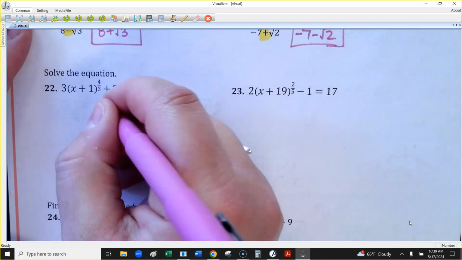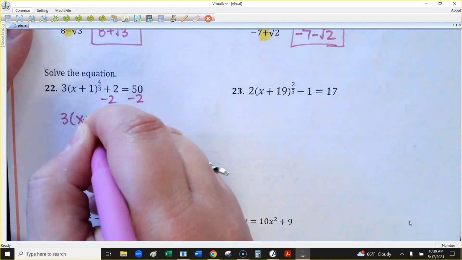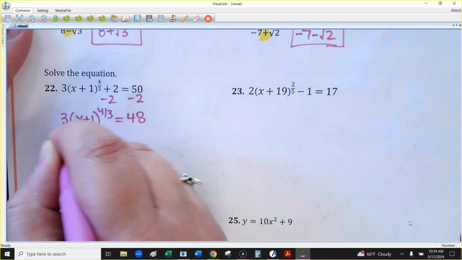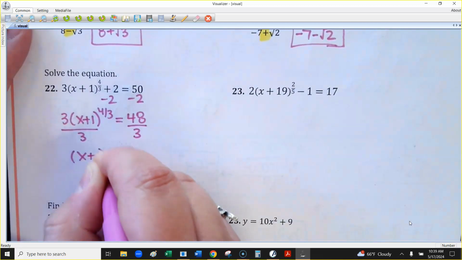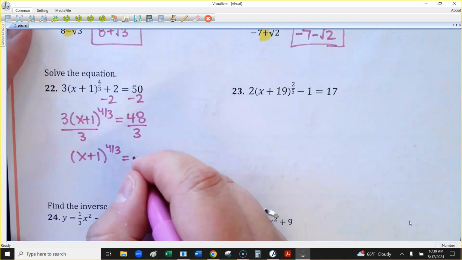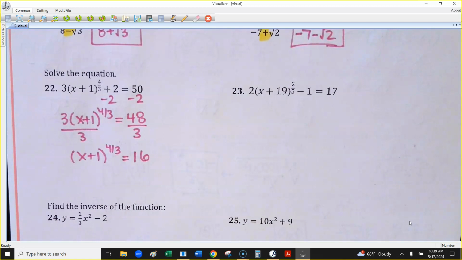So I'm just going to get rid of anything to the side. So let me move the 2. That would make this 48. And then I'm going to divide by 3. And you cannot add and subtract things out of this set of parentheses. So we're going to have to cancel it out. But we'll have a nice number when we do this. So I get x plus 1 to the 4/3 equals 16. Does anybody remember how to cancel out that exponent?